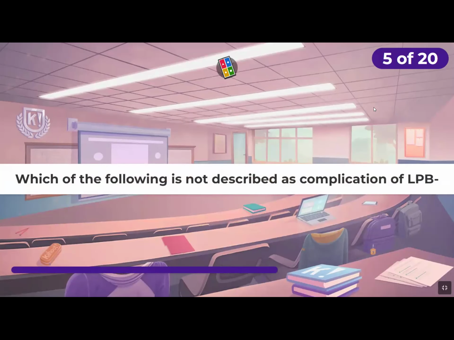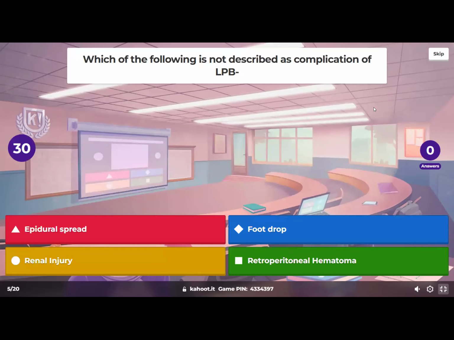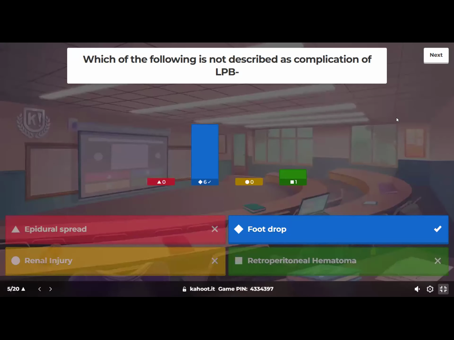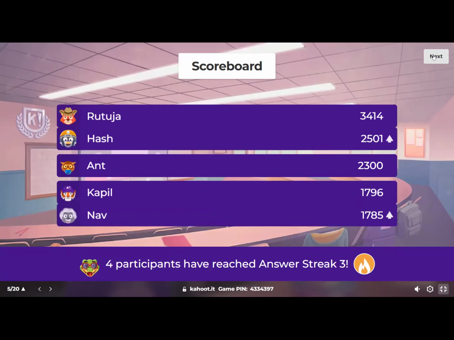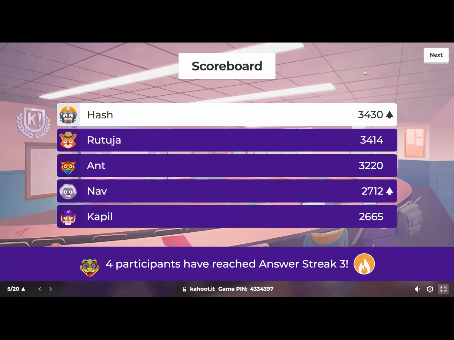Which of the following is not described as a complication of LPB? A bit tricky. I am talking only about lumbar plexus block. Yes, foot drop, that is part of sacral. So now Hash has taken the lead.